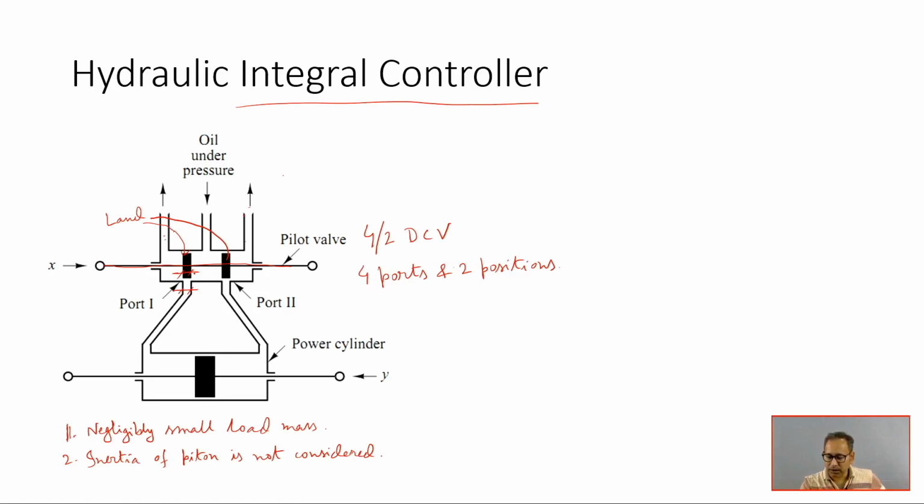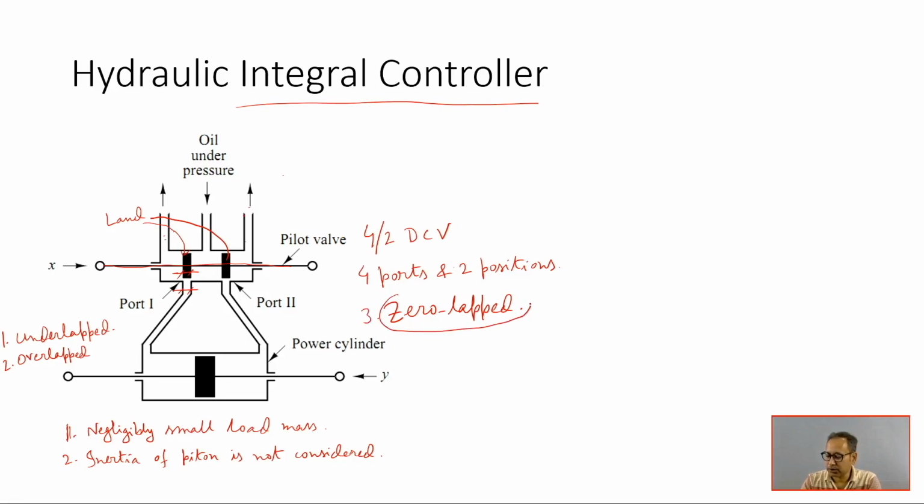if this width of the land is smaller than the width of the port of the valve sleeve, then it is called an underlapped valve. In contrast, if the width of the land is more than the width of the port of the valve sleeve, then it is called an overlapped valve. Now, if the width of the land is the same as the port width, identical with this, then it is called zero lapped. So, there are three categories: number 1 underlapped, number 2 overlapped, number 3 zero lapped.